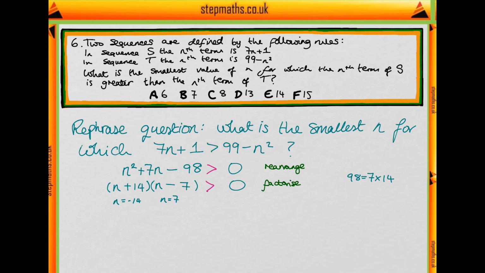But notice we want a strict inequality. And so when n is 7, that's not good enough, because it's not going to be strictly greater than, it's going to be equal to. So the smallest n for which it is strictly greater than must be 8. So our answer is C.